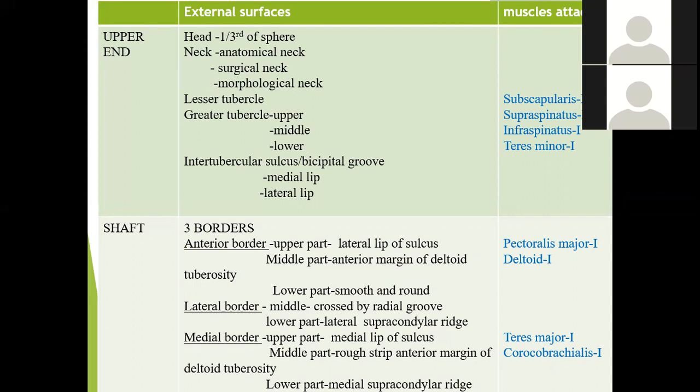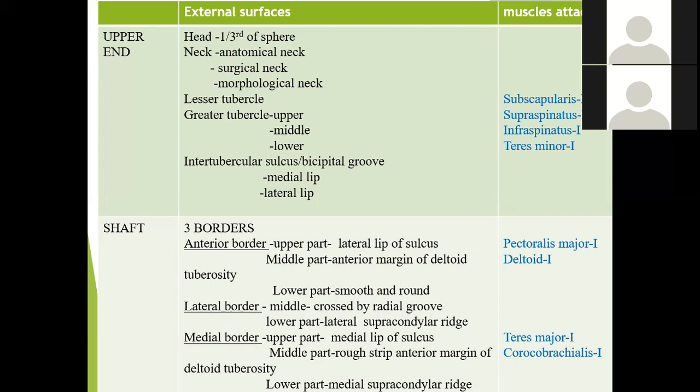So next one is the neck. There are three necks in the humerus. What are the three necks? Anatomical neck, surgical neck, morphological neck. What is the anatomical neck? It is the neck which divides the head and the remaining part of the upper end. What is the surgical neck? It divides the upper end and the shaft. What is the morphological neck? This morphological neck cannot be visible. It is not a visible structure, but it is present above the surgical neck. So these are the three necks present in the upper end of the humerus.